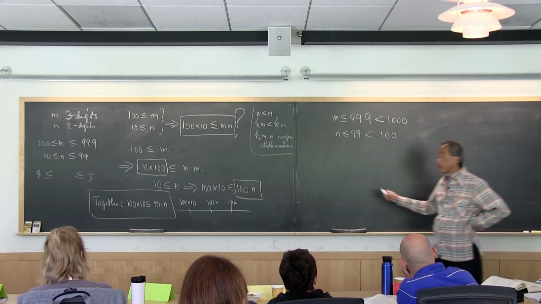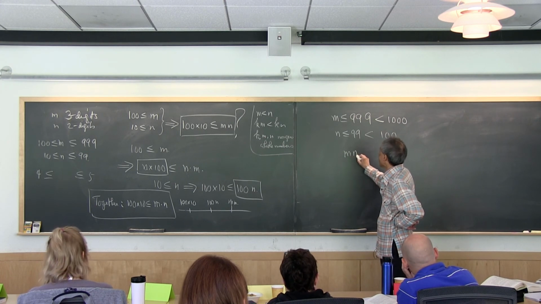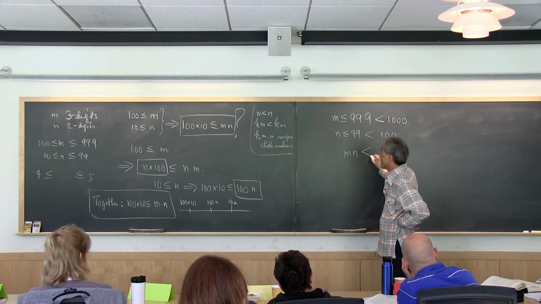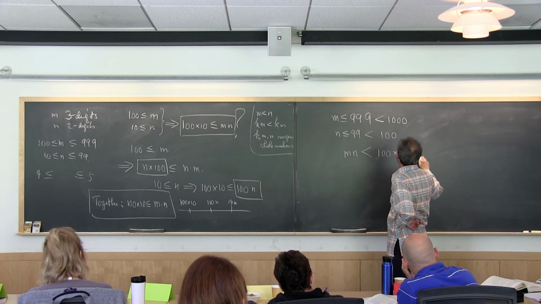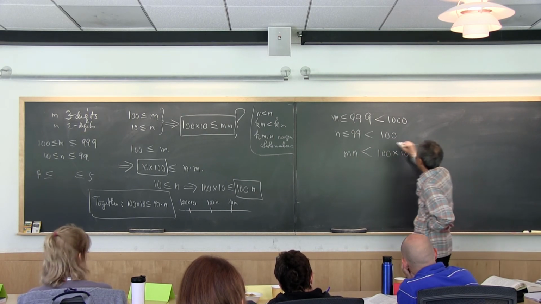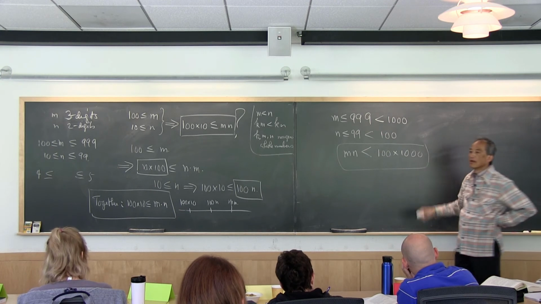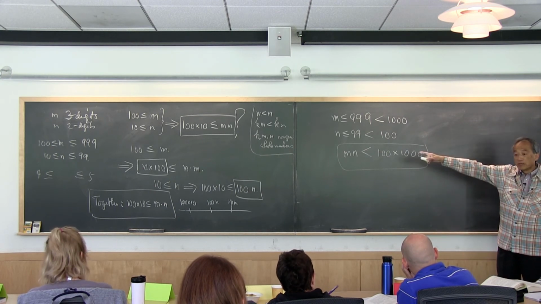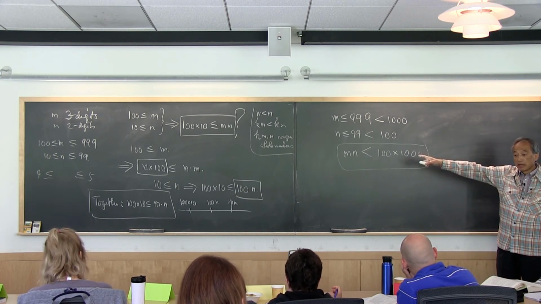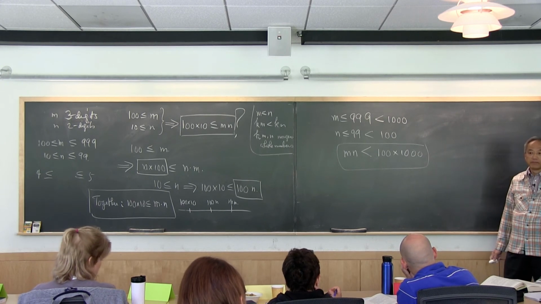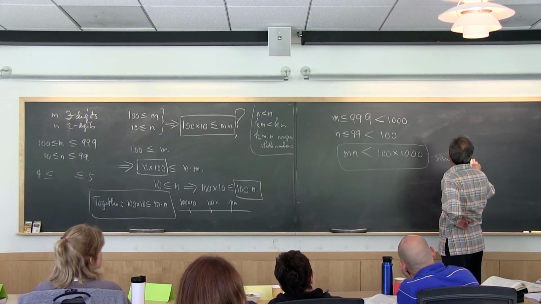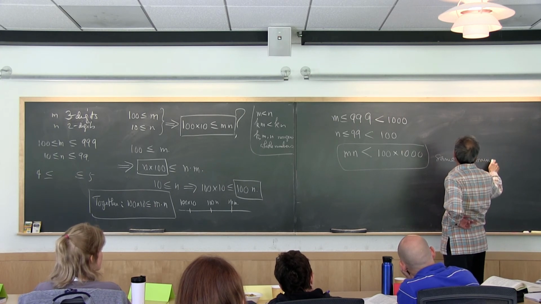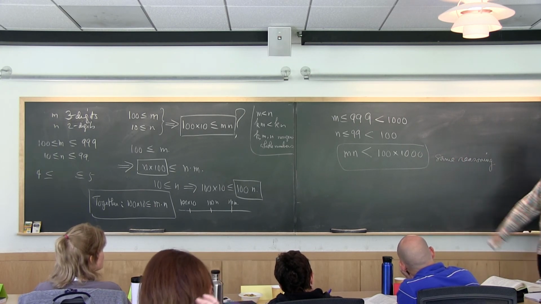Now I don't think I have to repeat myself. I know that MN is less than... you agree. The example is the same reason. You agree? I don't need to repeat myself now. Right? Same reason. Good?